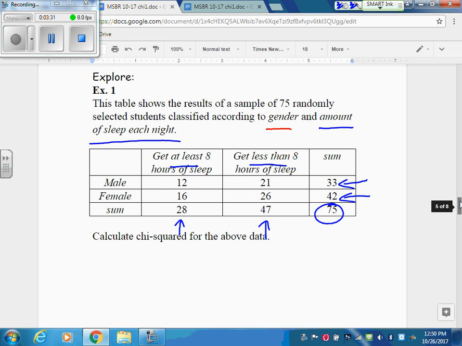So again, we can see here there were 12 males who got at least 8 hours of sleep. Here we have 26 females who got less than 8 hours of sleep. Again, a total of 75 people. In the outer regions, we have all these totals right here. And that's really what we're going to be focusing on.